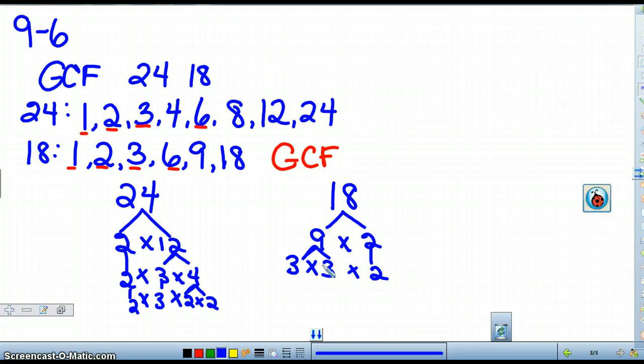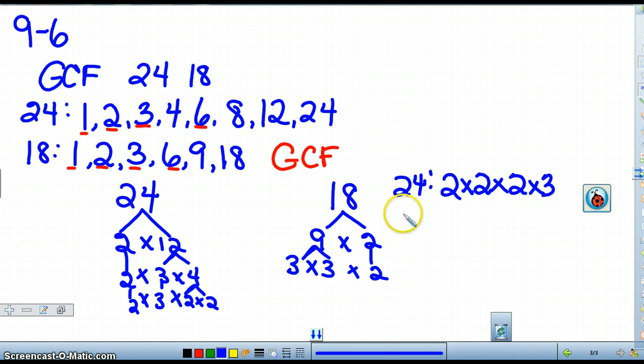Here's the thing to remember when you do it this way, guys. I like to do it this way. It's up to you. For 24, I'm going to list my factors from least to greatest: 2, 2, 2, 3. 2 times 2 times 2 times 3. For 18, it was 2 times 3 times 3.